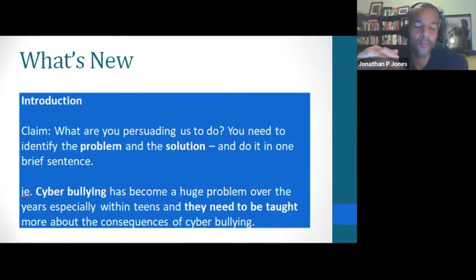So here's an example, and you'll see there's a sample speech 4 outline, and all of these samples I'm using right now in this blue section come from that sample outline. Cyberbullying has become a huge problem over the years, especially within teens. That's the problem. And they need to be taught. Solution, what we're going to do about it: they need to be taught more about the consequences of cyberbullying. So a student of mine wrote this in the past. I didn't make it up. So if it's unclear in any way, blame the student.